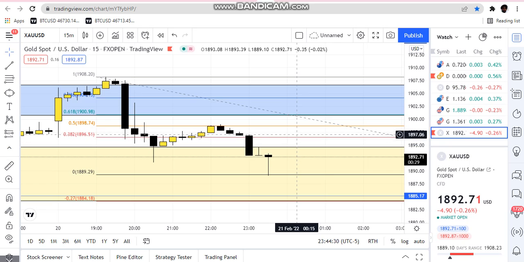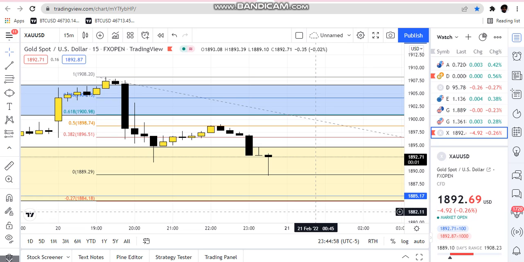Wait for price to make a lower high, back up to 0.382 Fibonacci, 1896, and then you can get in from 1896. Once price makes a lower high, it will make a lower low back down to the 27 extension, 1885, and you can get in for another trade and ride this back down to 1885. All right, again, depending on your lot size, it could have been a couple hundred, could have been a couple thousand easily, you know, 20 grand, 30 grand, 50 grand, depending on your lot size.